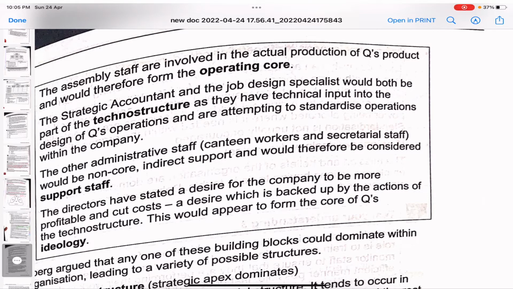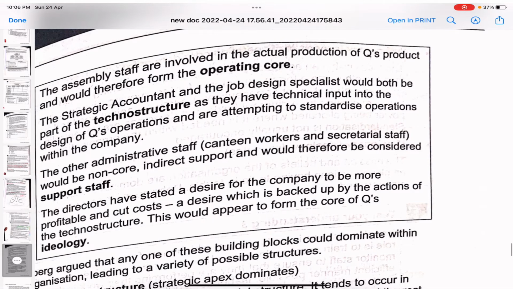The director said that there is a desire for the company to be more profitable and cut costs. So that is the ideology of the company.